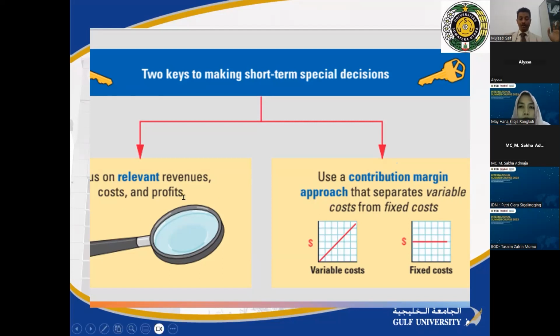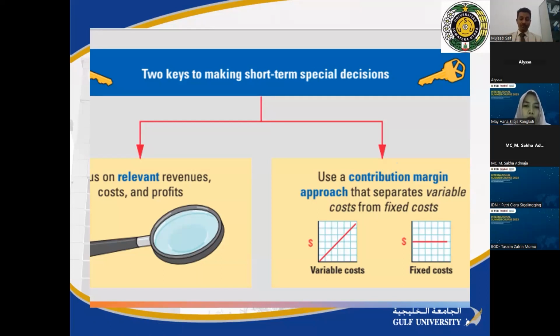So actually, when we want to make a decision, we should focus on what is relevant. What does relevant mean? For example, we have two options, option A and option B. For example, the cost of one item is similar between these two alternative choices. That means this item is not relevant to making a decision. It will not help us to make a decision because the cost is the same.